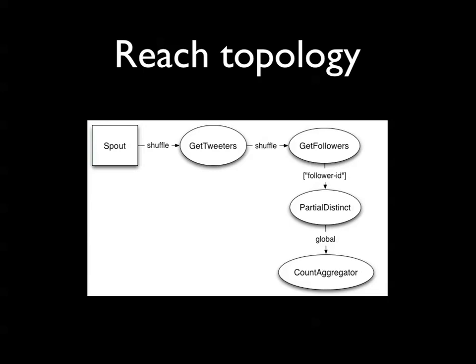The reason this works is that because we did a fields grouping on the follower ID, every partial distinct task receives a mutually independent subset of the followers. Right? So the same follower never goes to two different tasks. All that's left to do after partial distinct runs is take those partial counts and sum them together, and then you have your reach. That's what count aggregator does. Does that algorithm make sense to people? How do you know when you've gotten all the followers? Great question. Let me answer that in the next slide.